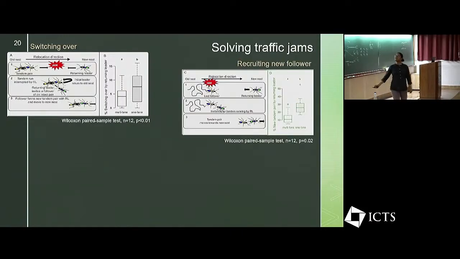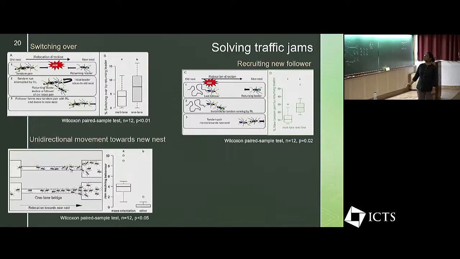Further, there is recruitment of lost followers along the jam. This increases significantly in one lane traffic. Ants that are lost, they don't know the way, those are recruited along this one single lane by new leaders. And a combination of these two events leads to unidirectional movement towards the nest, which is an emergent phenomenon where all of them stuck in the jam will suddenly orient towards the new nest and move there. So almost every jam was resolved based on this emergent movement of the ants.